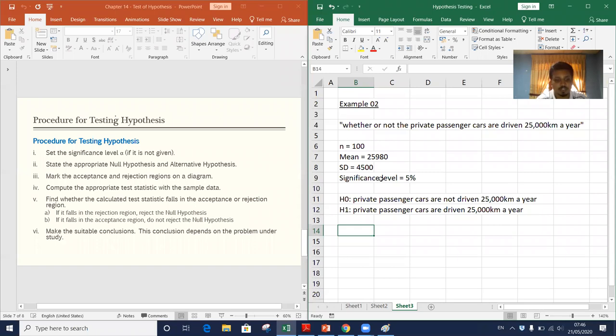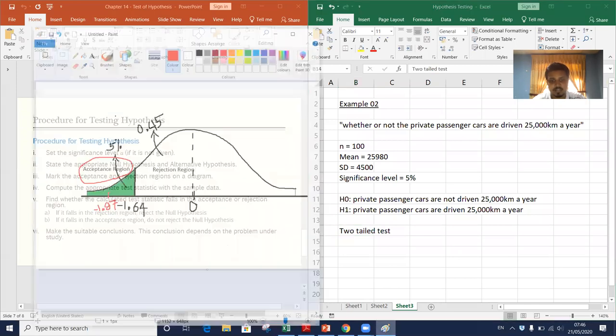This is a two-tail test. Equal or not equal is what we are checking. Whether it is equal or not equal, right? That is what we are going to test. So this is a two-tail test.